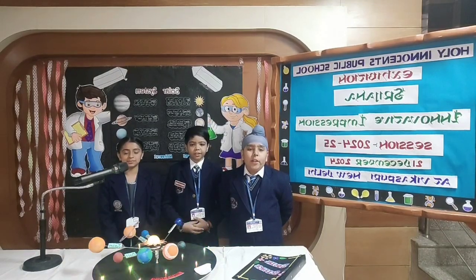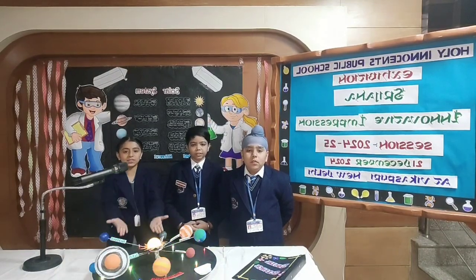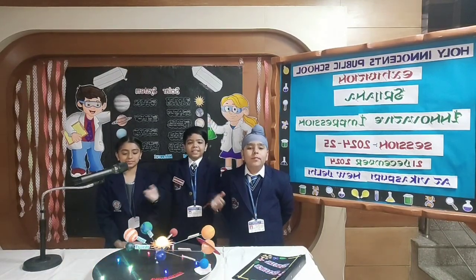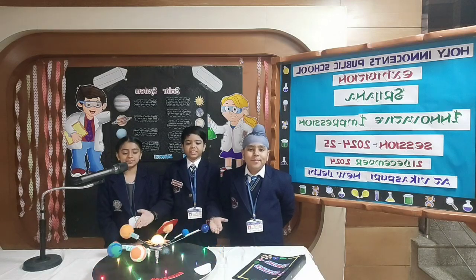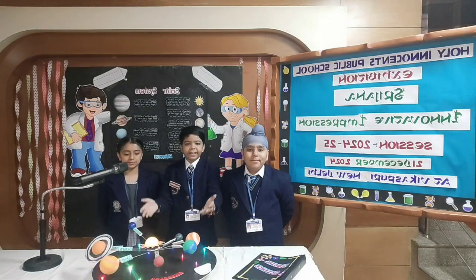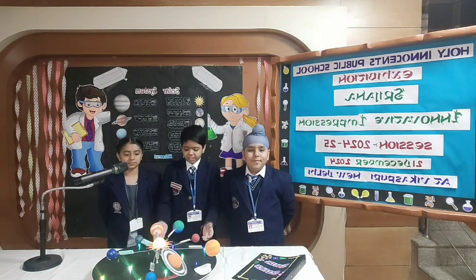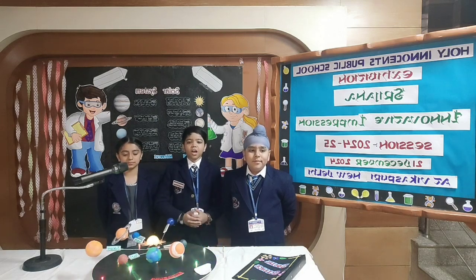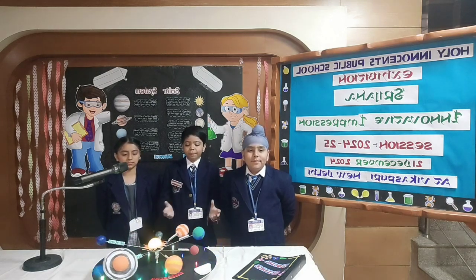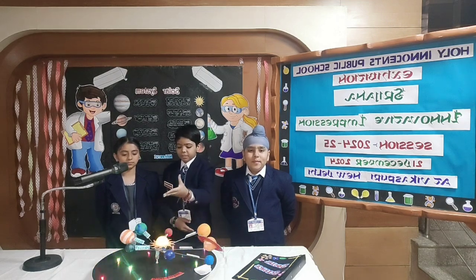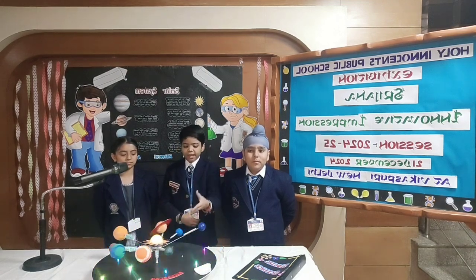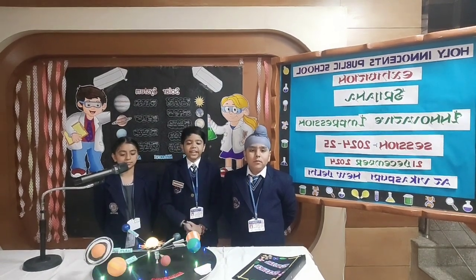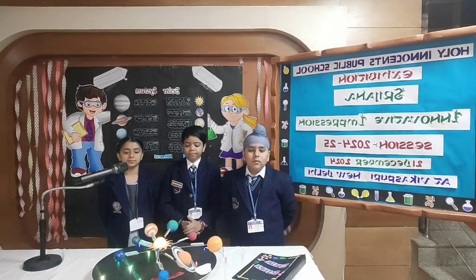Today we are going to represent our model of the solar system. Our solar system is a gravitationally bound system. It consists of the Sun, 8 planets and other smaller bodies like satellites, stars, etc. It is a cosmic neighborhood. According to the distance from the Sun, the planets are Mercury, Venus, Earth, Mars, Jupiter, Saturn, Uranus and Neptune. Let's take a look at our solar system.